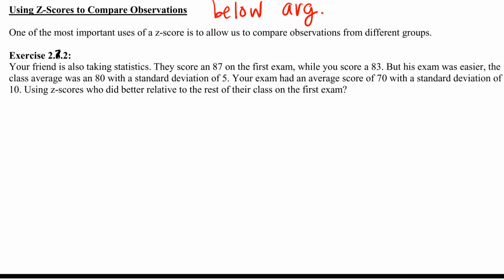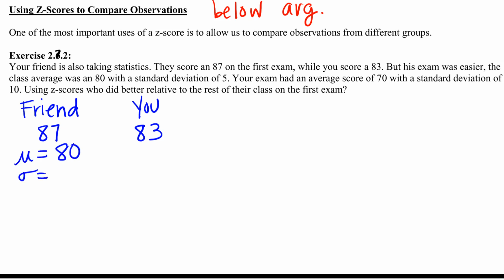So let's just go ahead and start thinking about this. We have friend, we have you. We know the friend actually scored an 87. You scored an 83. So right now, friend looks better than you. But we dive into it. His class was easier. The average on his exam was an 80 with a standard deviation of 5. Well, your class had an average of 70 with a standard deviation of 10.